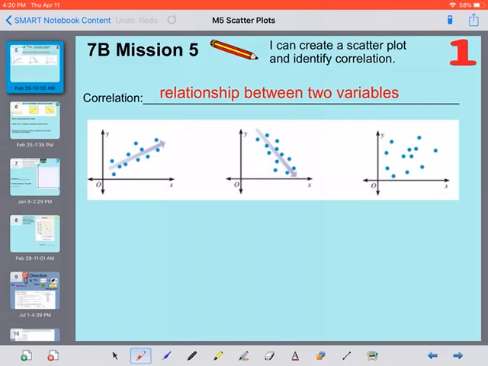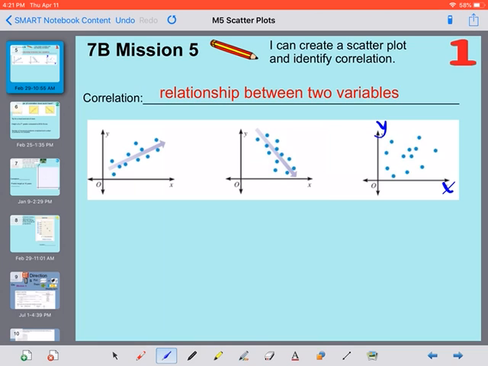Hello, today we are doing our last mission, mission 5, looking at scatter plots and identifying correlation. We've actually learned about correlation before. Another word for it is the slope of your points, generally the trend of the data. So I have the definition here, just a few words for you to jot down. Correlation is the relationship between two variables, between our x and our y-axis.